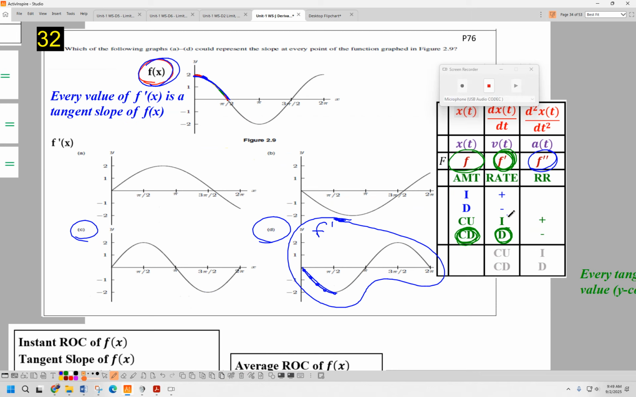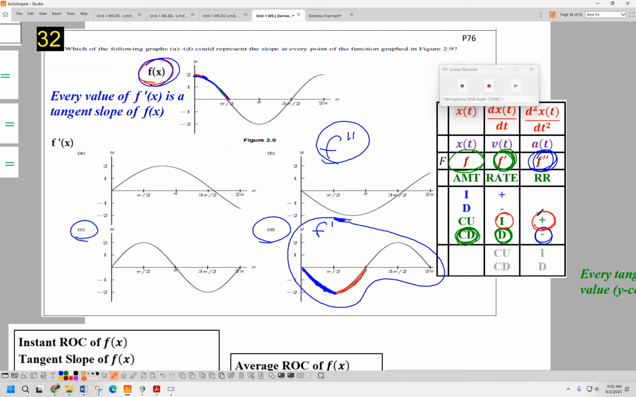When f prime is initially decreasing, the values of f double prime will have to be negative. So right here where f prime is decreasing, if we were looking for a graph of f double prime, the appropriate f double prime graph would have to have only negative values in that region. But then when f prime switches to being increasing, that now means that the values of f double prime would have to switch to being positive.